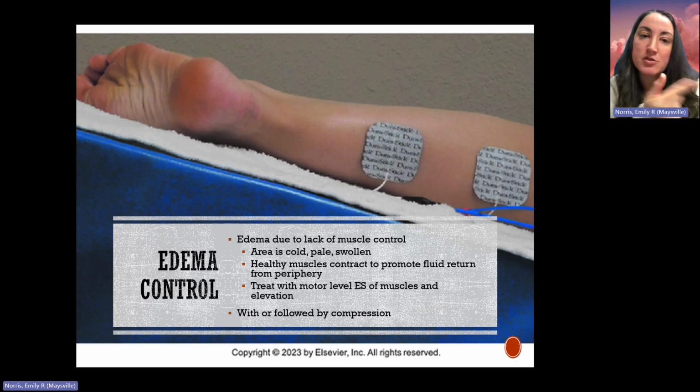And always, both of these pictures, if you notice, have the limb propped up. Elevation, you want them to be elevated above the level of the heart. So even if the leg's propped up, but they're sitting up, it's probably not above the heart. They'll probably need to be laying down with the leg propped up in order to push that fluid back to the heart. And with each type of edema, ESTIM afterwards, you would like to have some level of compression in the area to keep the edema from returning.